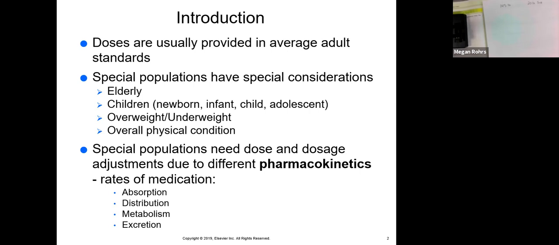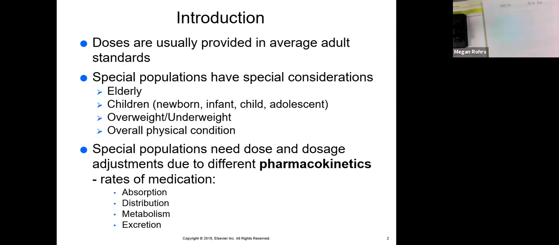So we have children, we have elderly populations, we have people who are under or over the average weight, or have certain debilitating conditions that maybe don't allow them to take a tablet, for example. So special populations need to have medications that are tailored to the dose that they need. The reason for that is because of how drugs work in the body.